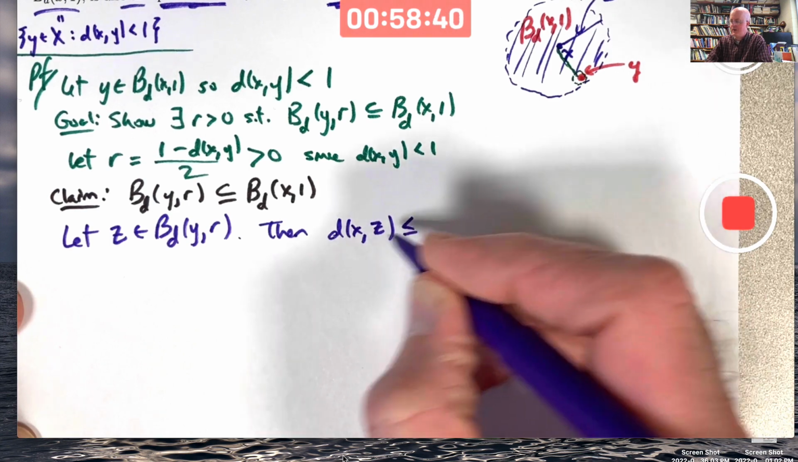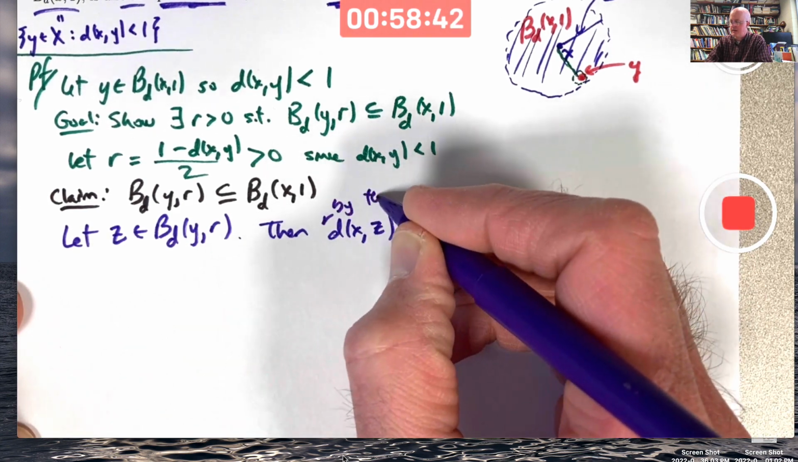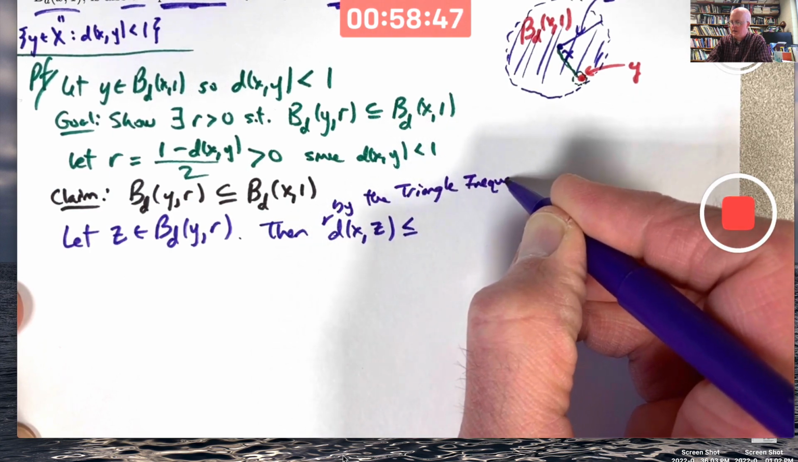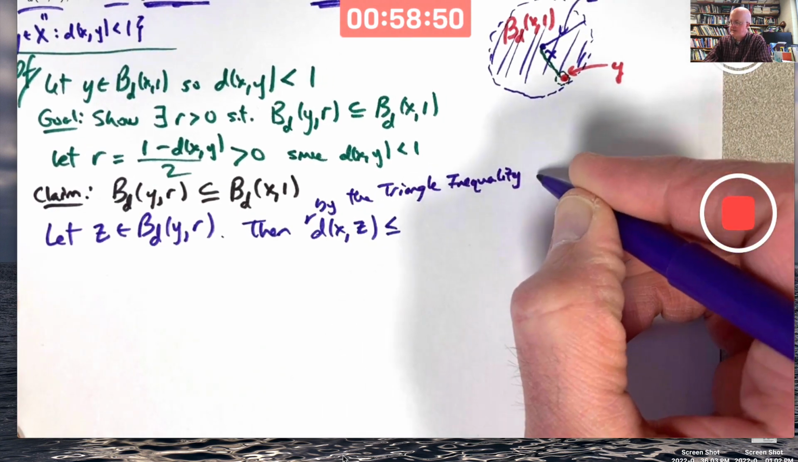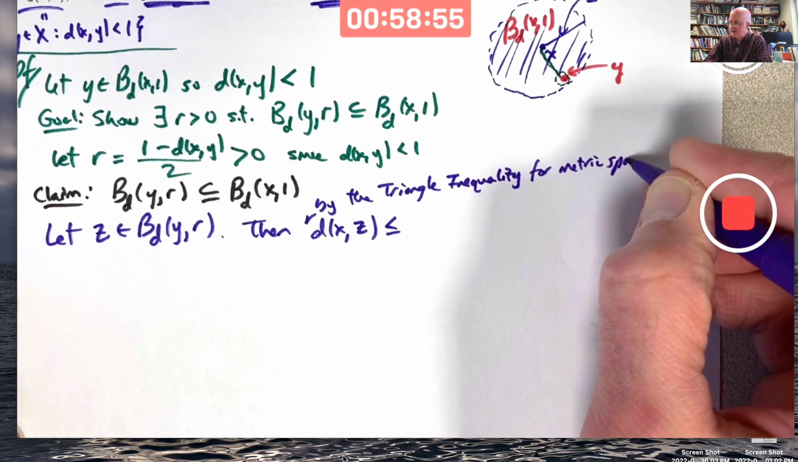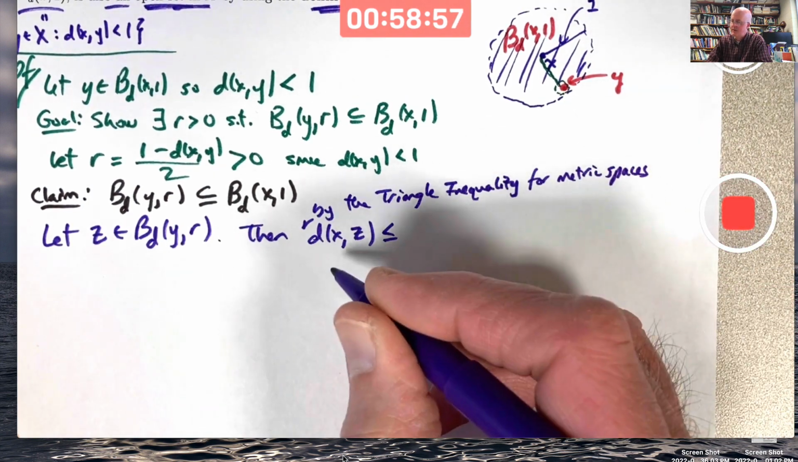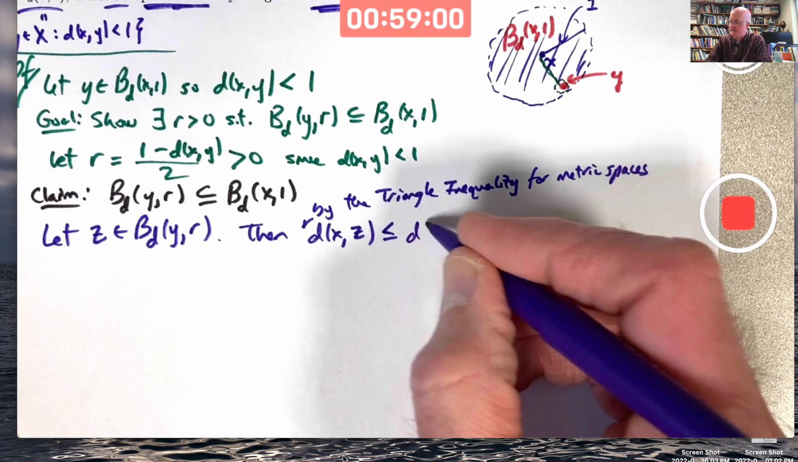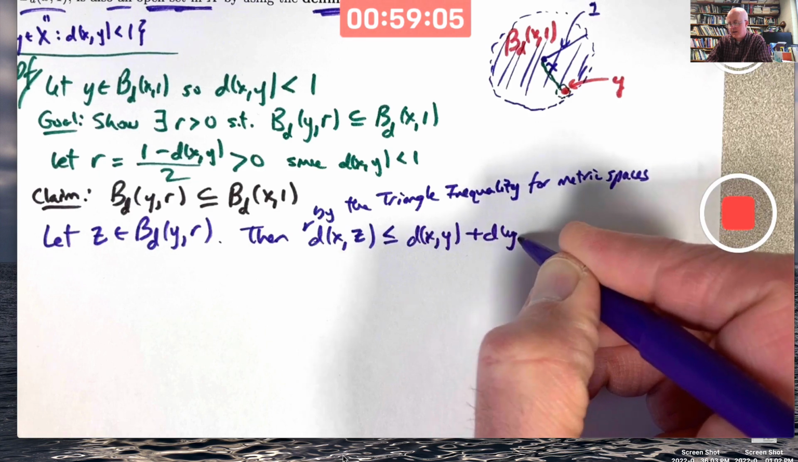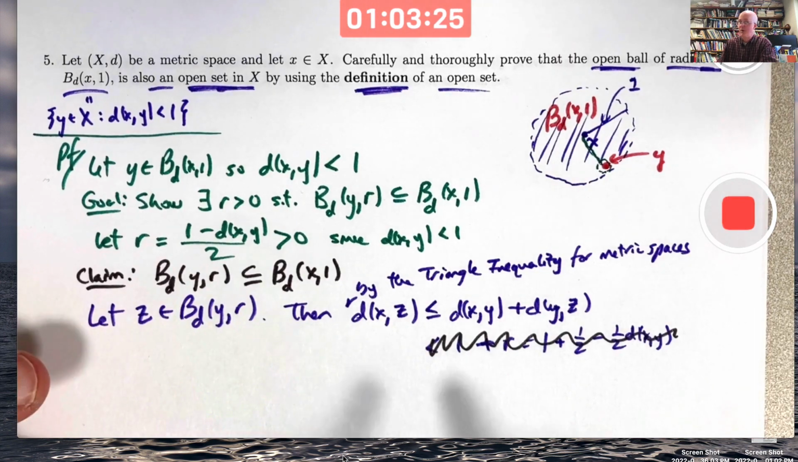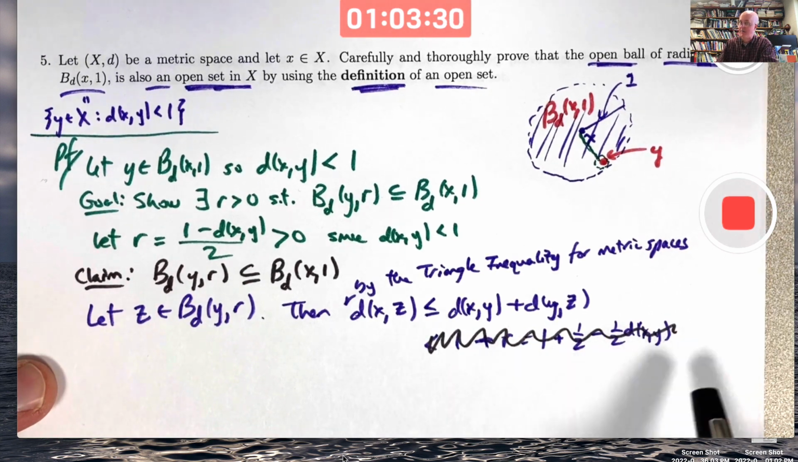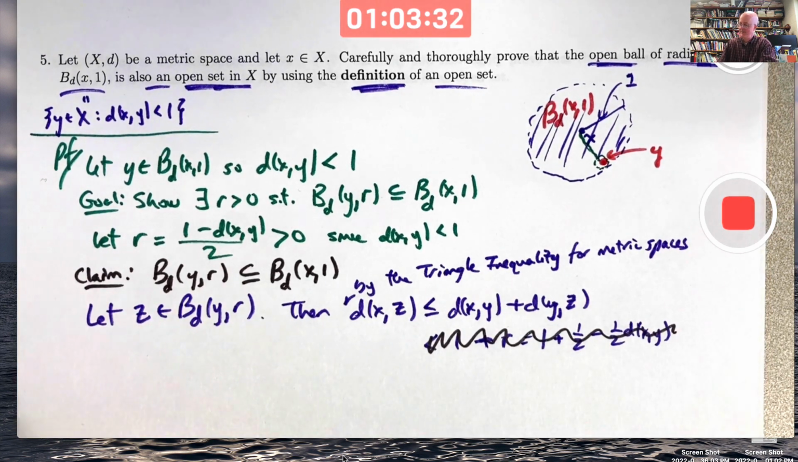You can say, well, then by the triangle inequality for metric spaces, if you want extra emphasis here, for any metric space, the distance between x and z is going to be less than or equal to the distance between x and y plus the distance between y and z. At this point, I ended up making a mistake. I said that was less than 1 right away. That led to problems. I'm trying to fix my mistake now.